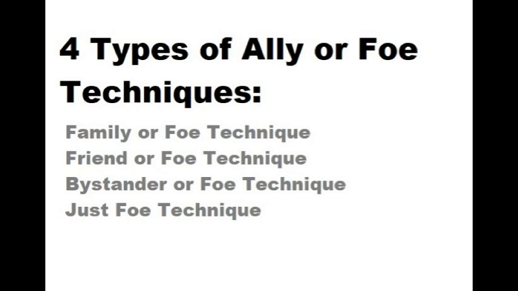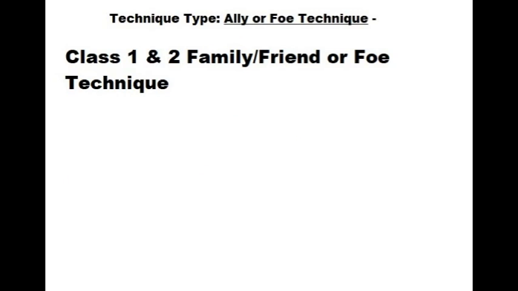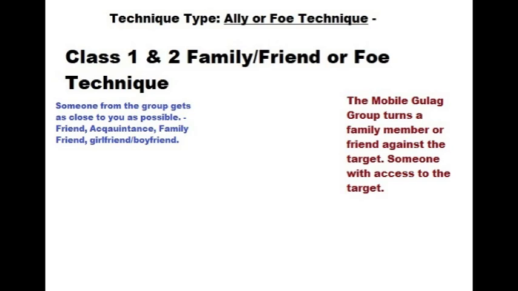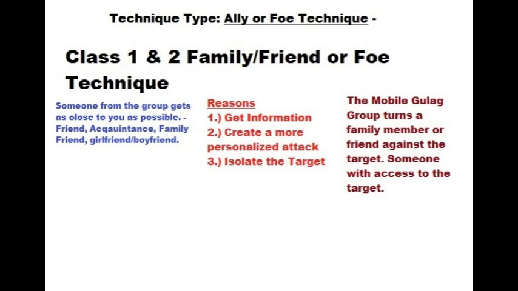Family or foe technique and friend or foe technique are so similar, I can explain both at the same time. The group either turns a family member or friend against you, or they get as close to you as possible, and they try to become an acquaintance, or a friend, or a girlfriend or boyfriend. This is for multiple reasons. One reason is to get information to use against a target, to create a more personalized attack towards a target. Friends and family already know you well, so getting them on the gulag side is a worthwhile endeavor. It helps the gulag get you info, know background details, and become a friend to the target so much easier.